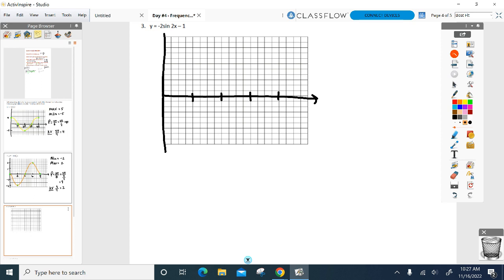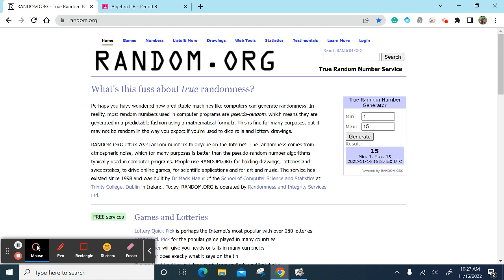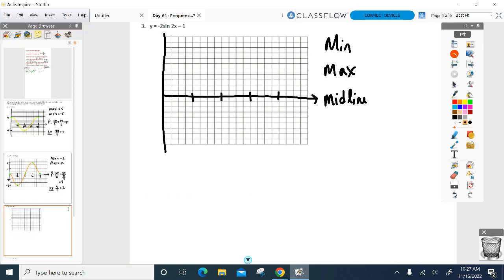All right, here we go. Min, max, midline. And I actually have to write midline this time because there is one. All right, take our time here. 15, ready, Howie? What was the old min and max before I did that -1? 2 and -2. Yep. But then I applied the -1. What's my new min and max, Howie? 1 and -3.